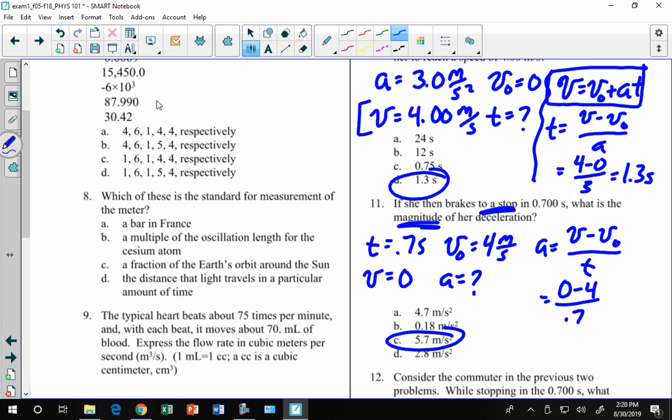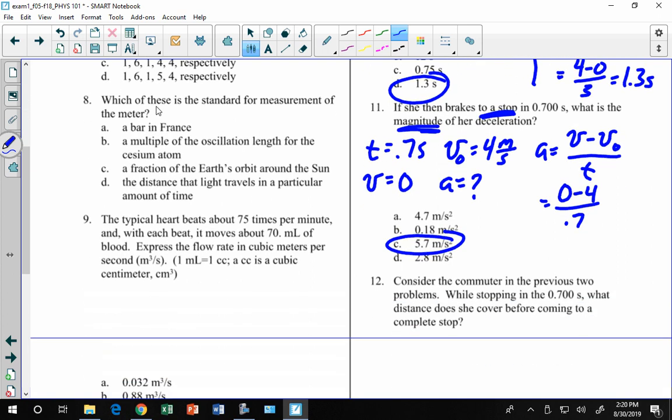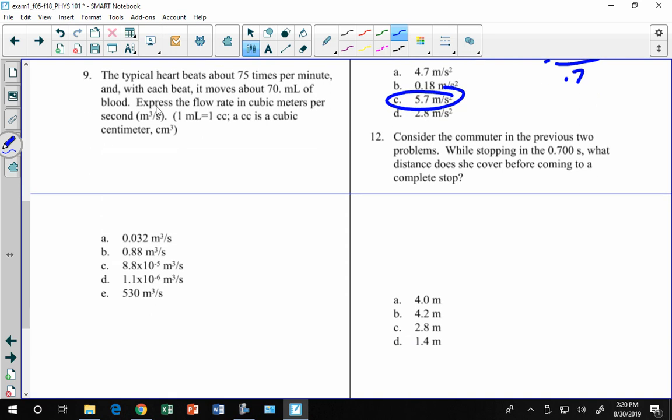Let's do some graphing problems. I think there was another one on this test. Oh, wait, let's see. Here's another one. So consider the commuter in the previous two problems. While stopping in the 0.7 seconds, what distance does she cover coming to a complete stop?